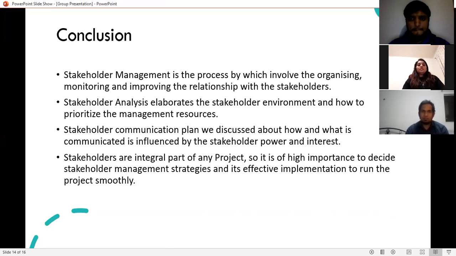Stakeholders are an integral part of any project. So it is highly important to decide on stakeholder management strategies and their effective implementation to run the project smoothly.